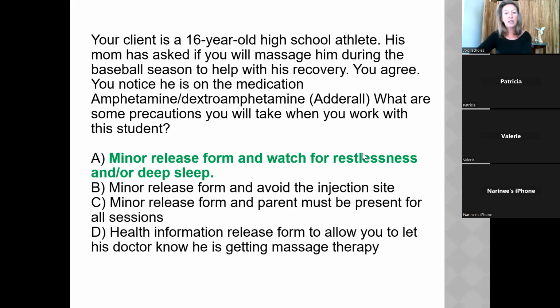Okay, it asked about precautions. Yeah, precautions you would take, sure. But there's a key word in the answer in letter C that makes it not correct. What's that key word?